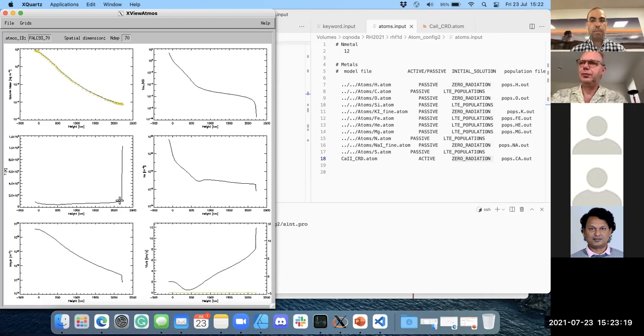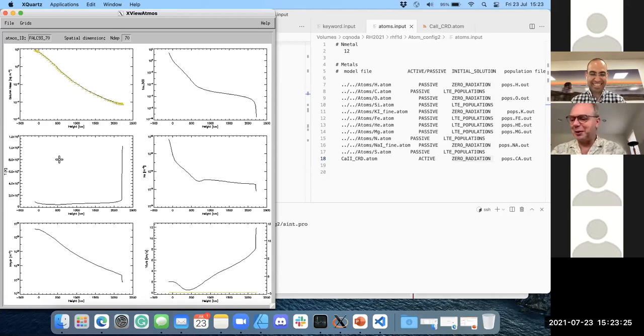Yes, but essentially we should not use that at all. Well, it depends on what you want to do. But if you want to compare with actual solar profiles, then it doesn't make sense.